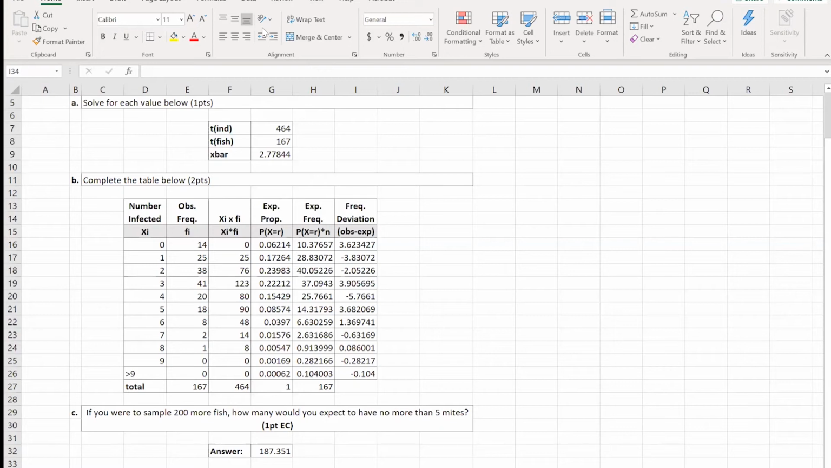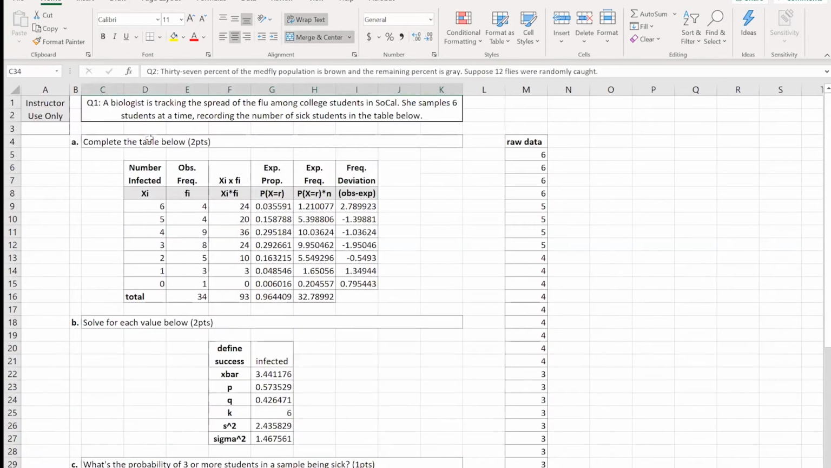Okay, so for the homework, we started off with a binomial question where a biologist is tracking the spread of flu among college students in Southern California. She samples 6 students at a time, recording the number of infected students out of 6 in the table below. So the data that you had was just these 2 columns.